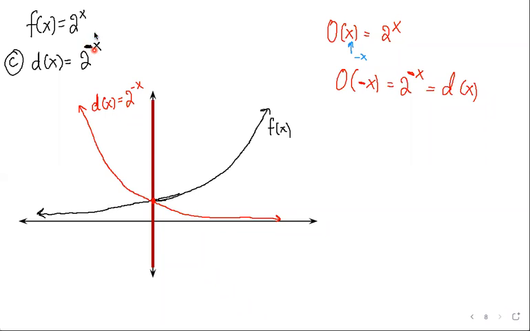Again, if you have the minus inside the exponent, this means we have to reflect it around the y-axis. If the minus is outside the exponent, we have to reflect it around the x-axis. If we add a number to the original function outside the exponent, then we have to shift it up and down. If the number is inside the exponent, then we have to shift it left and right.